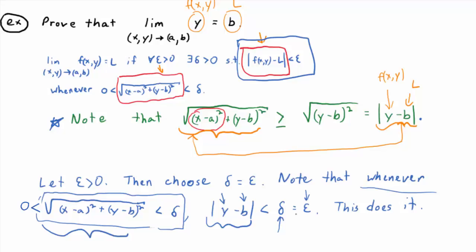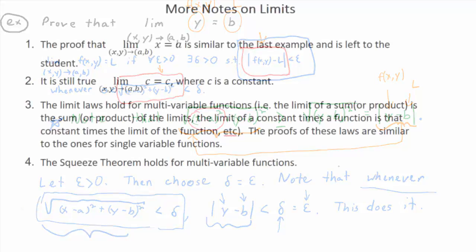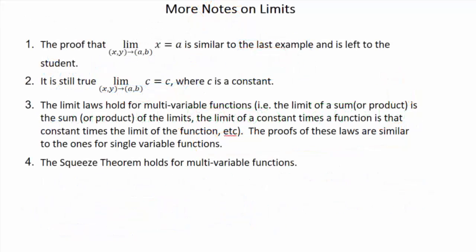But there's a reason why we're showing you this one and only epsilon delta proof. It's going to allow us to make a number of conclusions. So, more notes on limits. First of all, the proof that the limit as xy approaches ab of x equals a, that's going to be the homework problem, is similar to the last example and is going to be left to you guys. Number 2, it is still true that the limit as xy approaches ab of a constant is equal to that constant. I'm not going to prove that, but it wouldn't be hard to do.